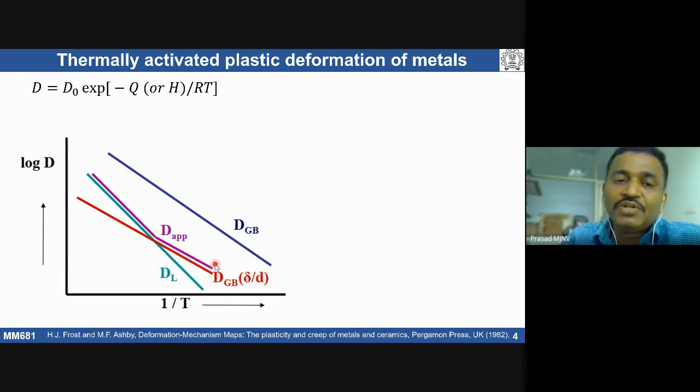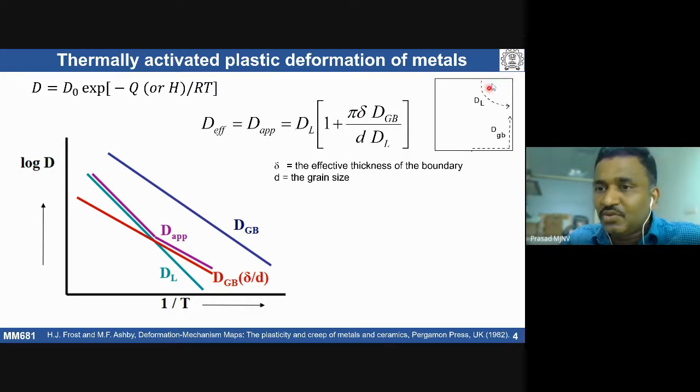So what is the effective diffusivity when diffusion occurs through the lattice and along the boundary? The effective or apparent diffusivity is typically represented by this equation. If I normalize D_gb with delta by d, that gives you this. So there is a transition. Above that transition diffusion happens through the lattice, and below the transition diffusion happens along the grain boundaries.